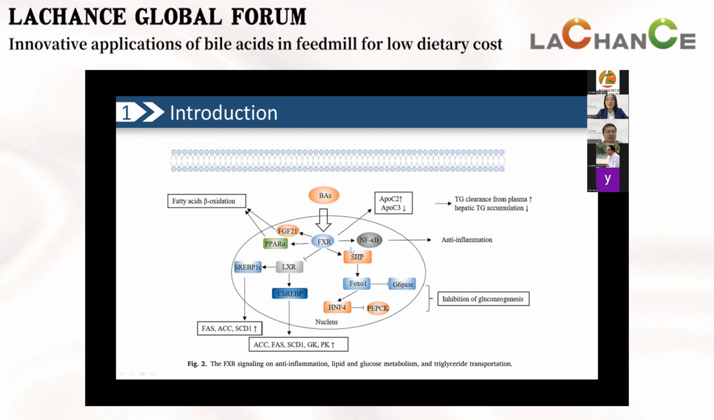Here are the many pathways of bile acid metabolism, and we can see that bile acids can enhance fatty acid oxidation, inhibit gluconeogenesis, and also have an important role in anti-inflammation. The center of bile acid metabolism is the FXR bile acid receptor.